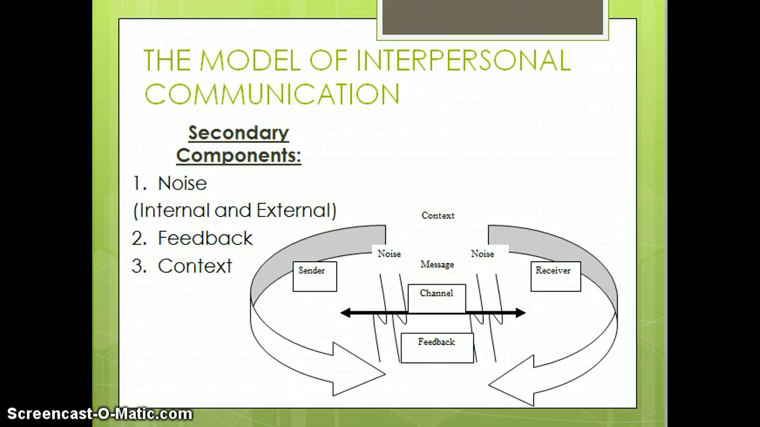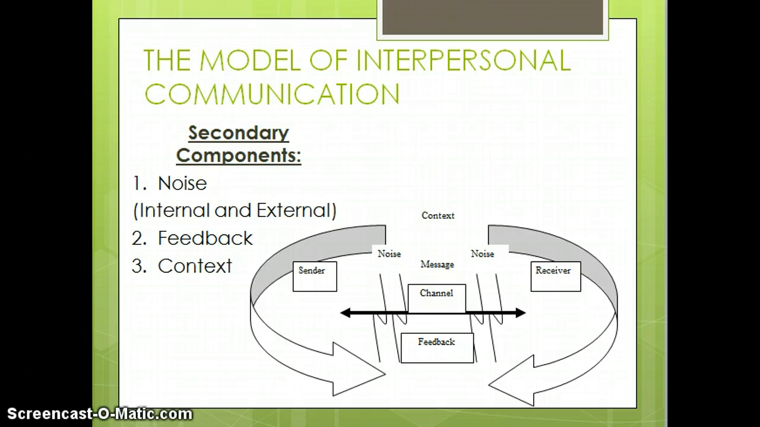The first one is noise, and whenever we are engaged in communication, there is internal and external noise present. Internal noise is anything that is going on within your body. It could be thoughts, it could be if you're particularly hungry, if you're tired, any of those things that are going on inside of your head, if you're distracted. Those are all considered internal noise.